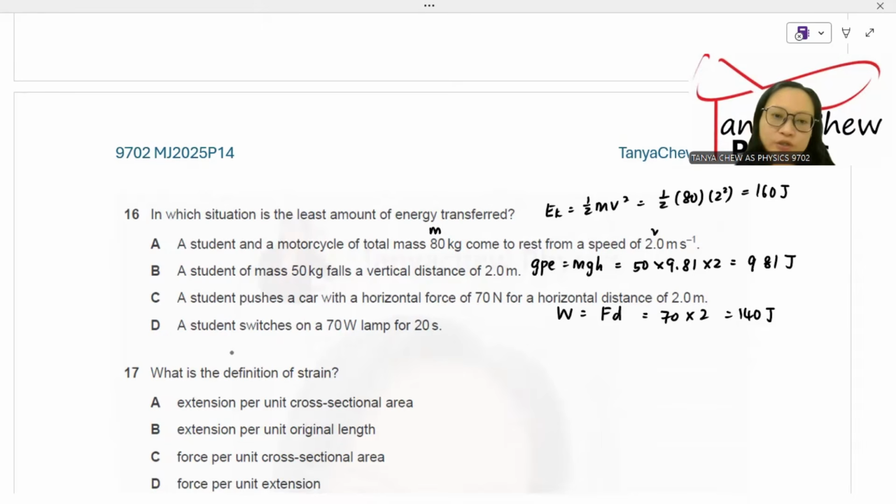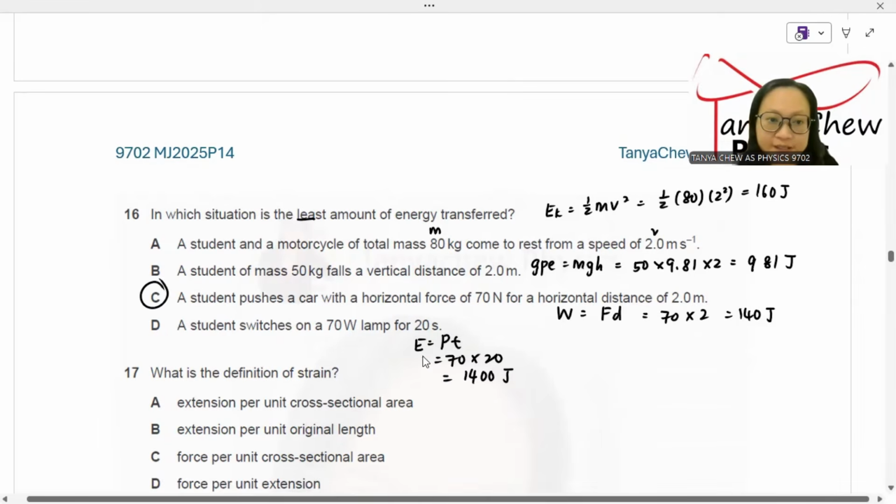And D, a student switches on a 70-watt lamp for 20 seconds. Energy is equal to power times time. 70 multiplied by 20, you get 1,400 joules. I want the least. So C is the answer. 140 joules is the least.